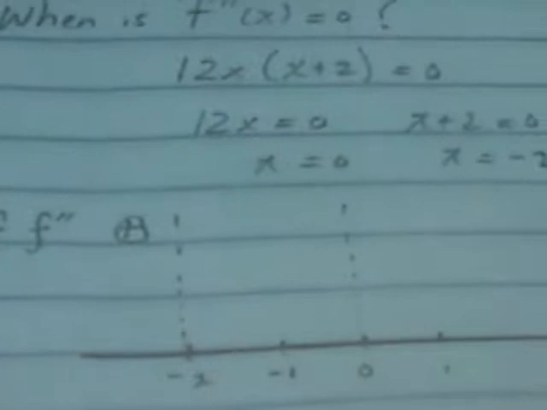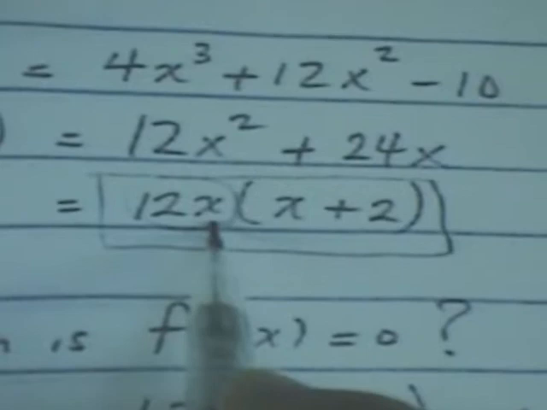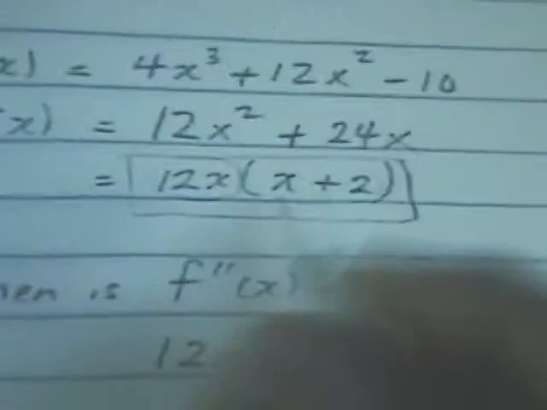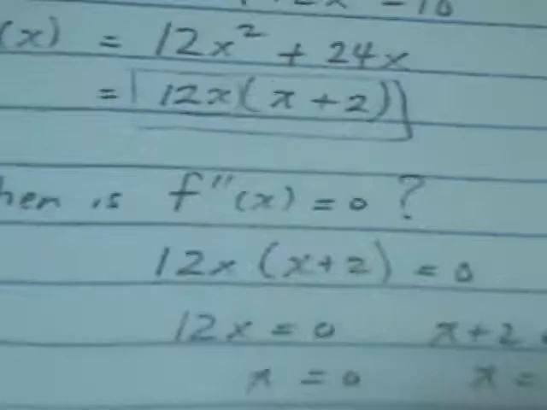What about in between -2 and 0? So what if you pick -1? Well, if you pick -1, this factor is going to be negative. And this one's going to be positive. Positive number times negative number is negative. Then you go to the right of 0. Pick whatever, 1, 1,000,000, doesn't matter. This is going to be positive, as is this. And the product of two positive numbers is positive.